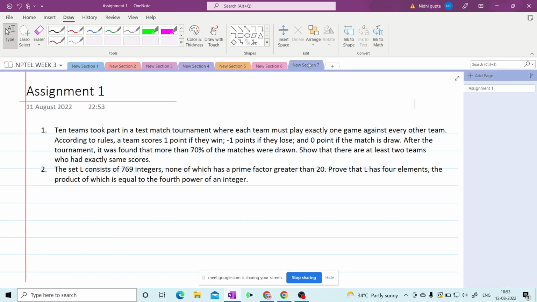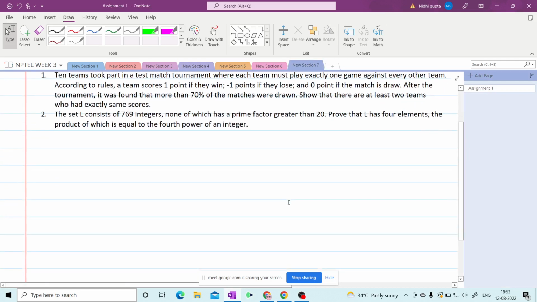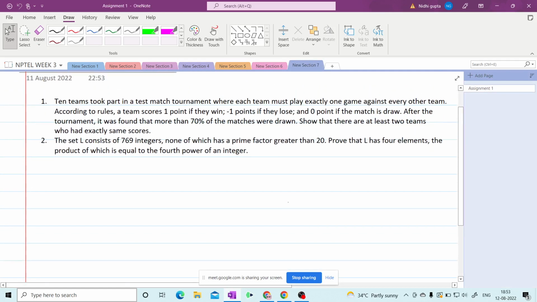Okay, so now we can discuss the assignment one. Do you want to discuss the first problem first or the second? The second, please. Actually, I realized the second one.